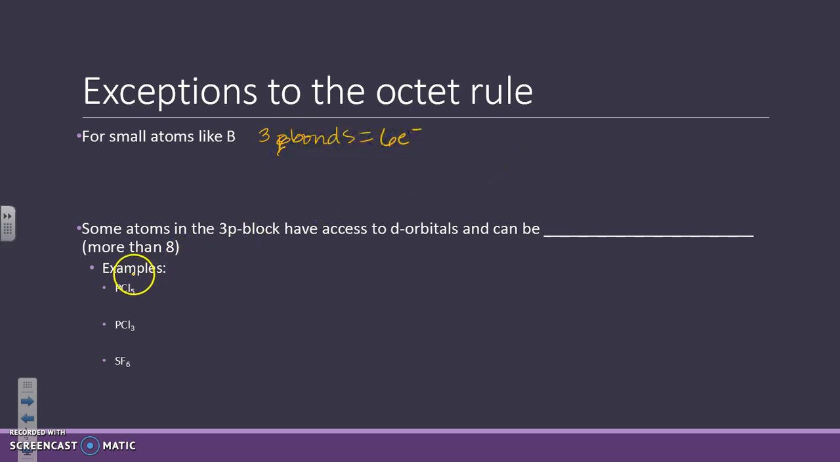Okay, and then other ones, and we'll do examples of these in class, so you don't have to worry about drawing them out. But then the other ones are some of the atoms in the 3p block that have access to the d orbitals, and they can make more than 8. They just can have more than 8 electrons. So examples of those would be PCl5, PCl3, and SF6. Okay, and I would draw them out, but we can do those in class. You can try them on your own if you want.